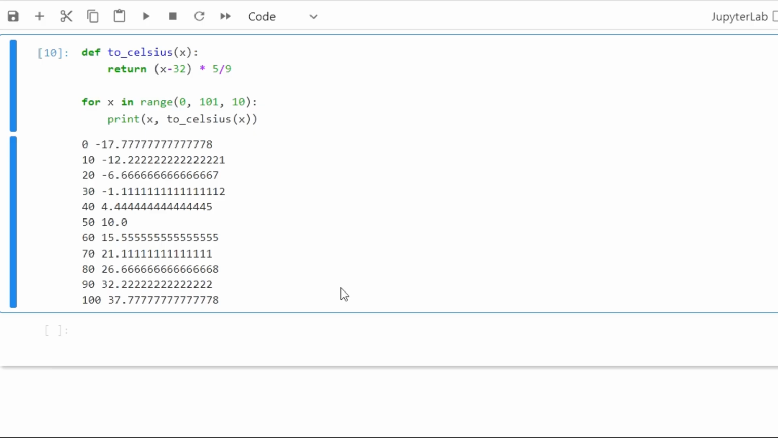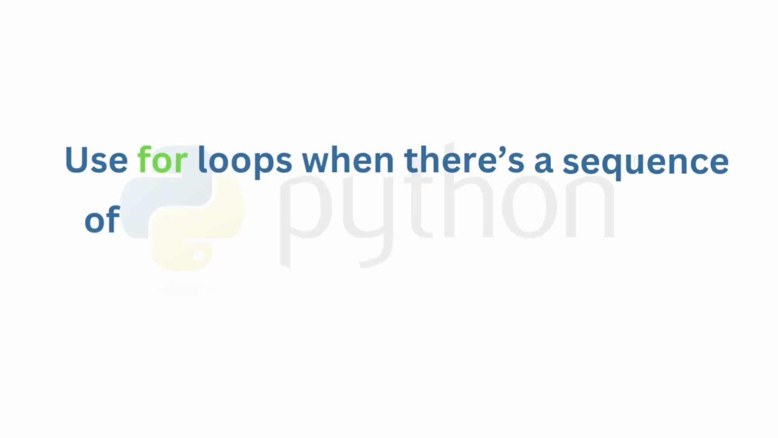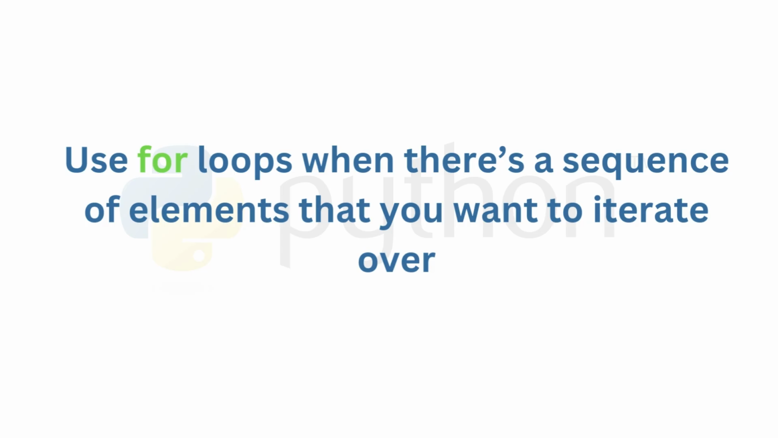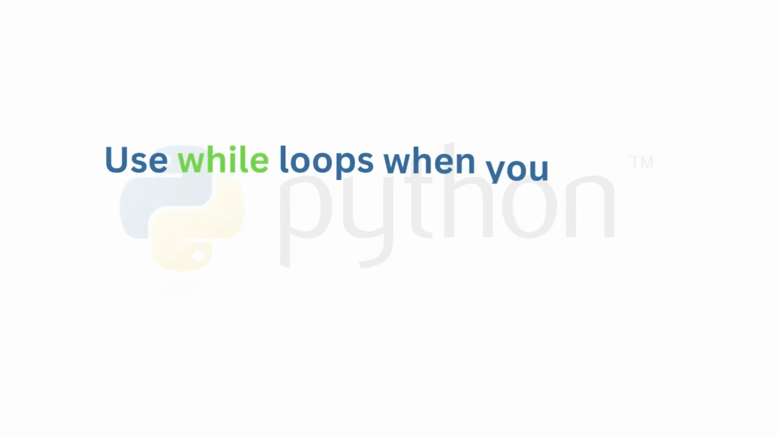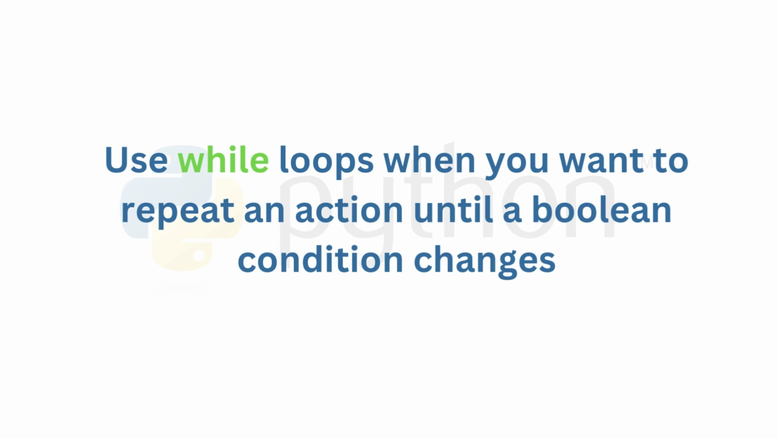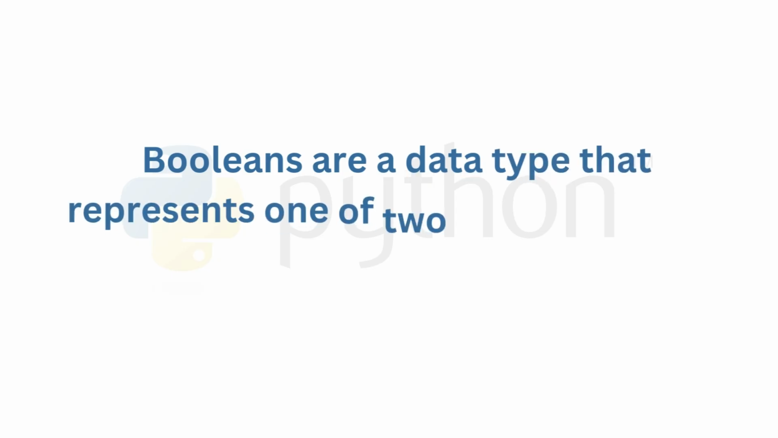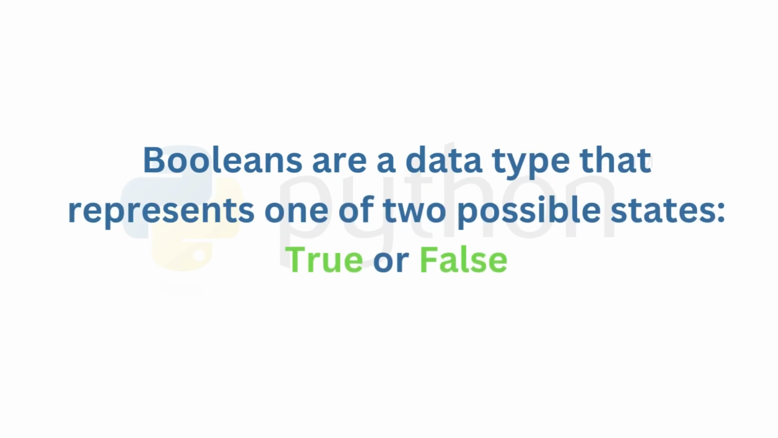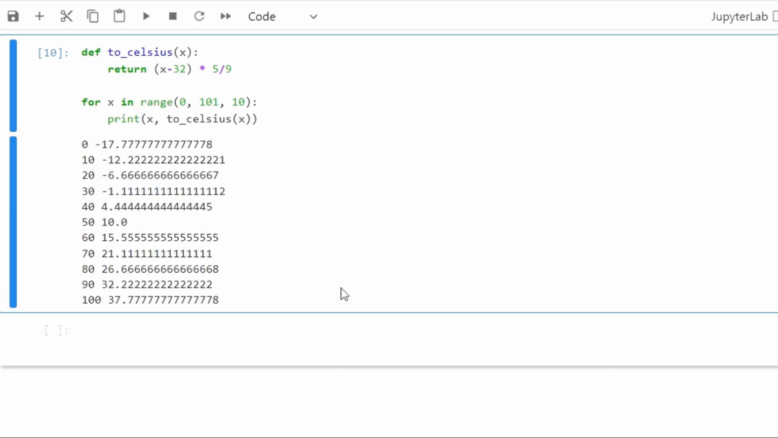So, now you know more about setting parameters for the range function when you're working with for loops. As a quick reminder, use for loops when there's a sequence of elements that you want to iterate over. For example, to loop over a variable, such as a record in a dataset, it's always better to use for loops. This also improves the readability of your code. Use while loops when you want to repeat an action until a Boolean condition changes, without having to write the same code repeatedly. Remember, Booleans are a data type that represents one of 2 possible states, usually true or false. And if whatever you're trying to do can be done with either a for loop or a while loop, just use whatever you prefer.